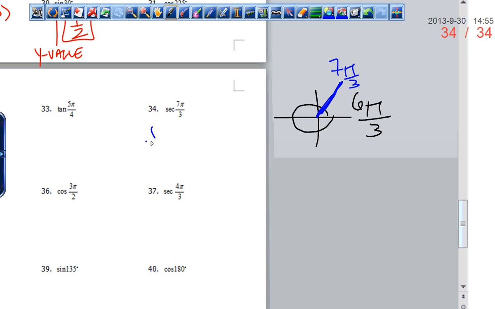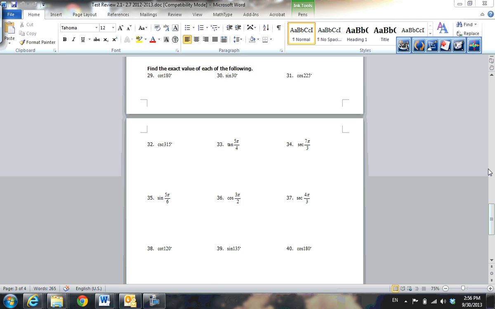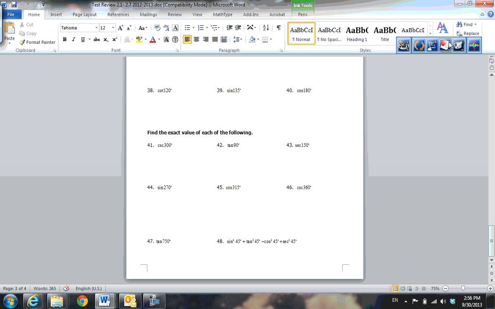All right, so secant is 1 over cosine. So what's my cosine value at pi over 3? 1 over 2? Okay, so I have 1 over 1/2. So what's my answer? If I divide a fraction, just like flipping it, the answer is 2. Let's jump down to the bottom ones.